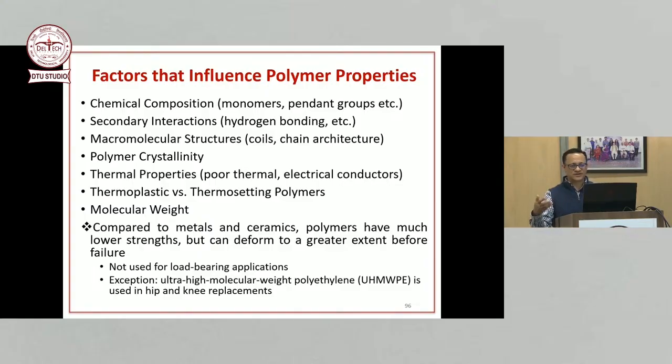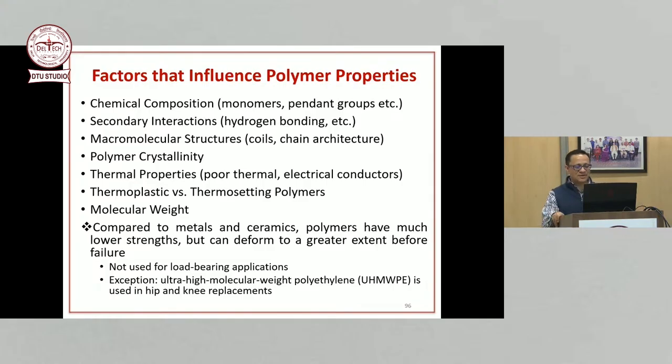Now, factors that influence properties of polymers, of course, chemical composition. How many monomers there are, because the weight average molecular weight and number average molecular weight will change. How many pendant groups there are, how much hydrogen bonding, and what the percentage crystallinity of the polymer is. Do we want a more amorphous polymer or a more semi-crystalline polymer? Do you want a thermoplastic or a thermosetting polymer? And the molecular weight of the polymer, because a higher molecular weight polymer has different properties than a low molecular weight polymer, right?